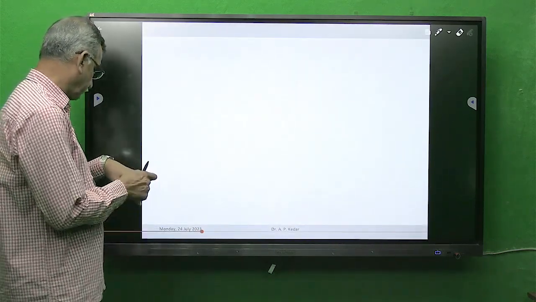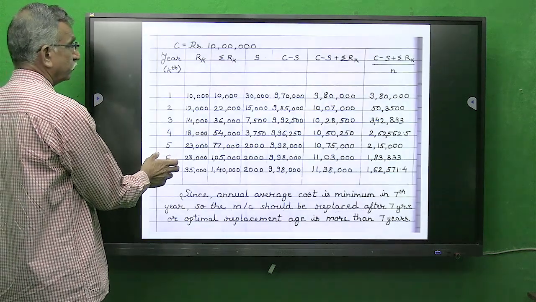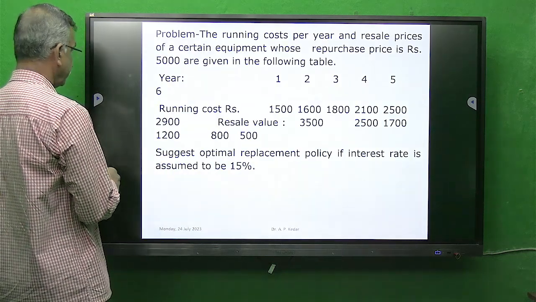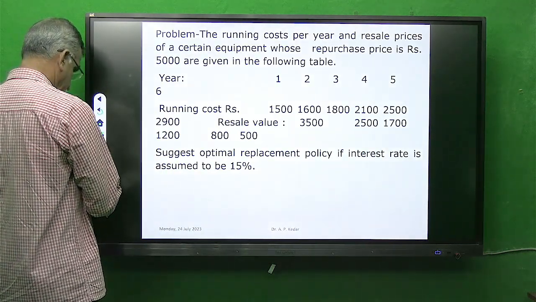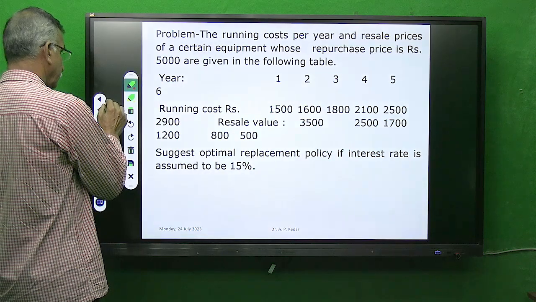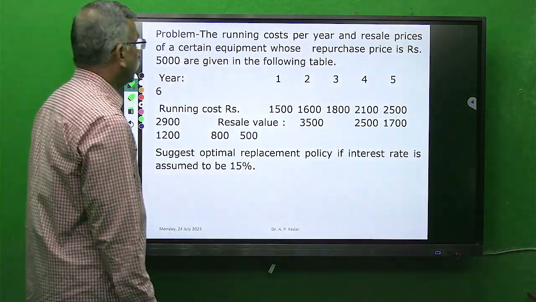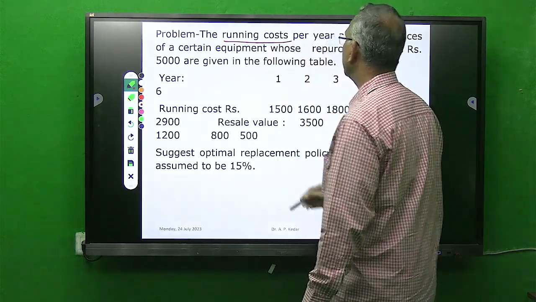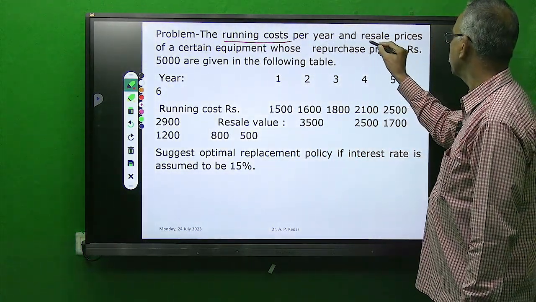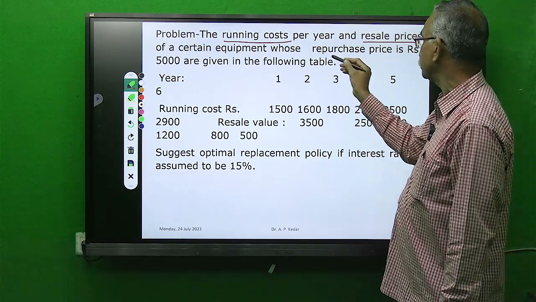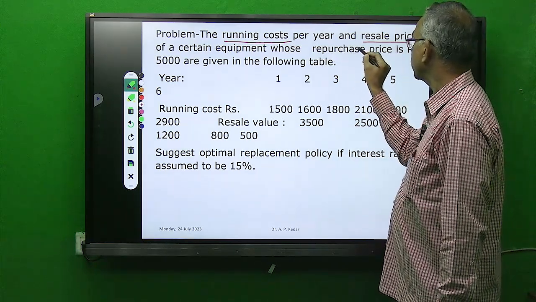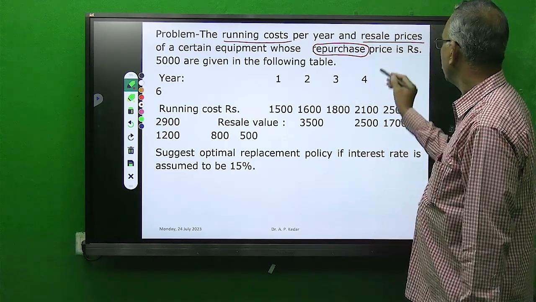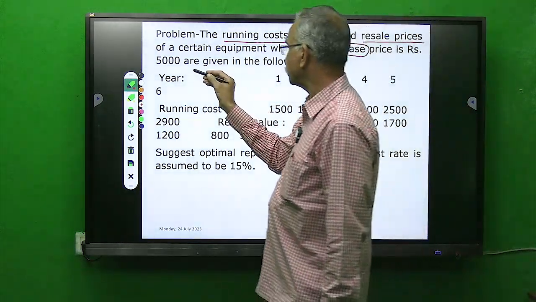Now let's move ahead. So this is the problem wherein the running cost, I will underline the important words, the running cost per year and resale prices of a certain equipment whose repurchase price, don't get confused with this word repurchase, price is given as rupees 5,000.